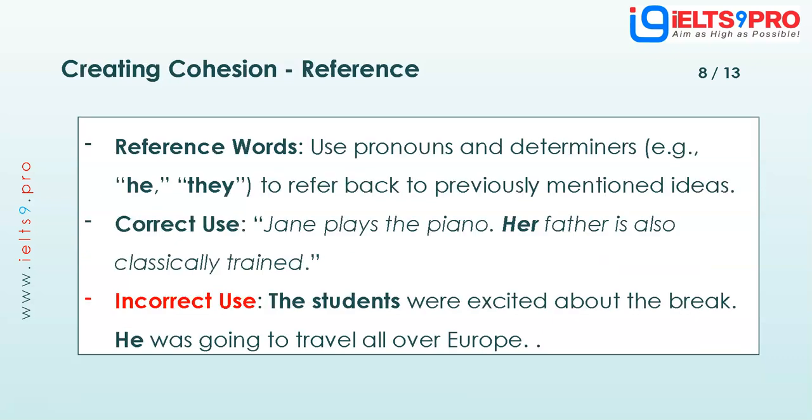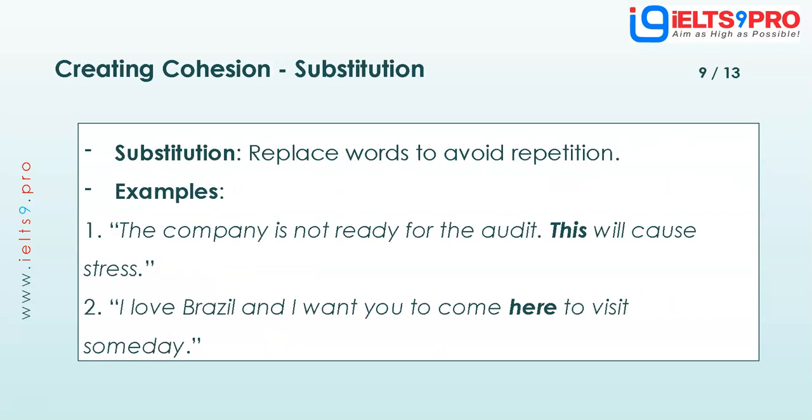Reference words, pronouns, determiners, referring back to previous ideas. It, the most common one, yeah? He, they. Jane plays the piano, her father is classically trained, her, referring back to Jane, so we can use these as well.